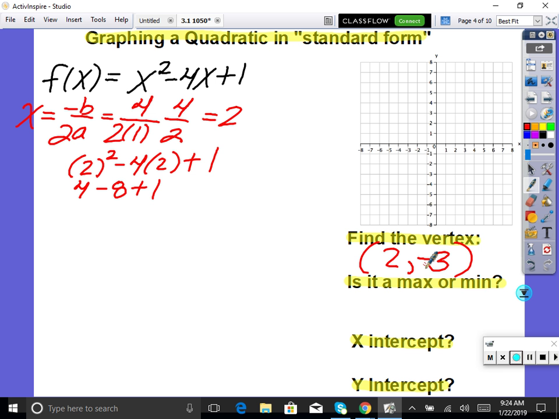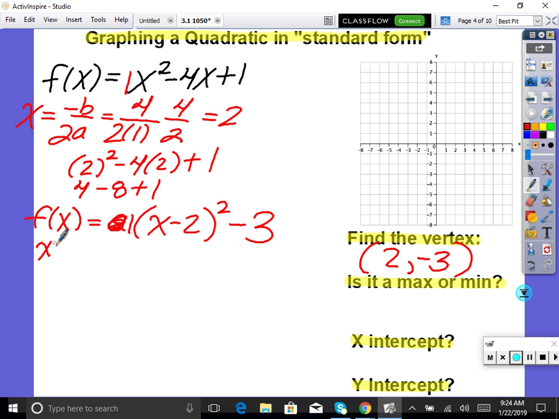All right, so now I will write it in shifted form. F of x is equal to a, and then it's x minus 2 squared minus 3. The leading coefficient was a 1, so it's a 1. And now to graph it, you'd make an x squared xy chart. Then I'm shifting it. We said right 2 down 3, so plus 2 minus 3.